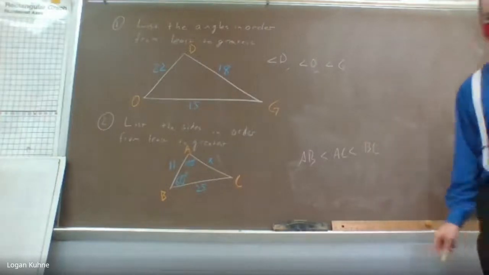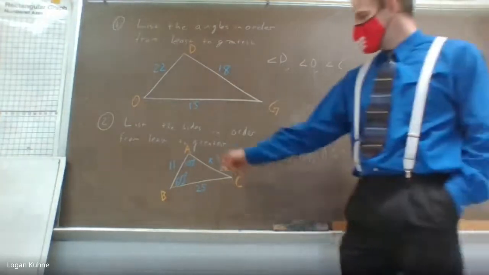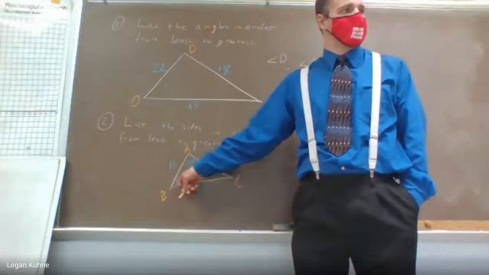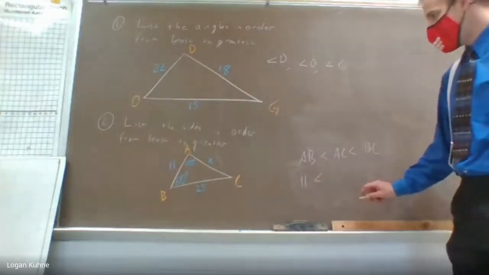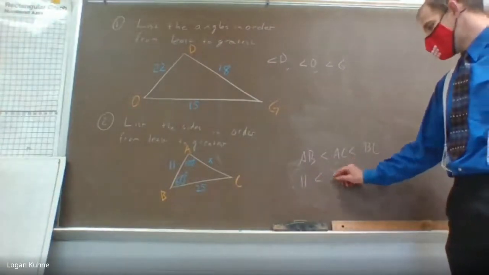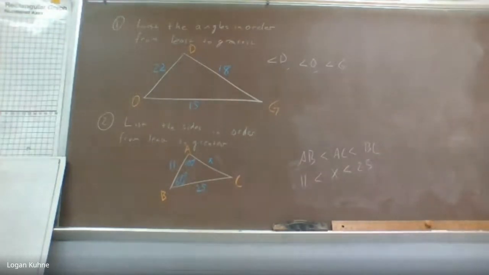Okay, now here's the cool thing. I'm going to ask you a question. Could X be 8? No. It has to be greater than 11, but smaller than 25. It can't be 8 because then the smallest side is not across from the smallest angle, is it? So therefore, AB is 11, AC is X, BC is 25. We don't know exactly what it is, but we can get a range of values for it.